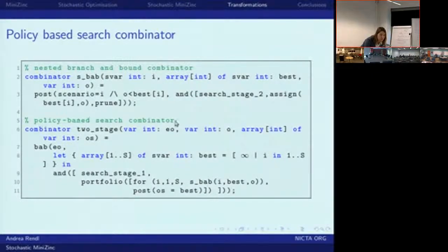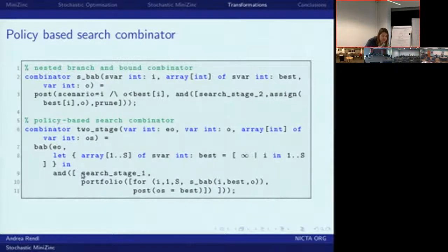And the actual policy-based search combinator that we call in the main model now is given this variable EO, which is the expected objective. So this is the overall objective, and the array of objectives of each scenario. And here again, we apply branch and bound. And what we do here is that we introduce an array of search variables that we initialize with infinity.